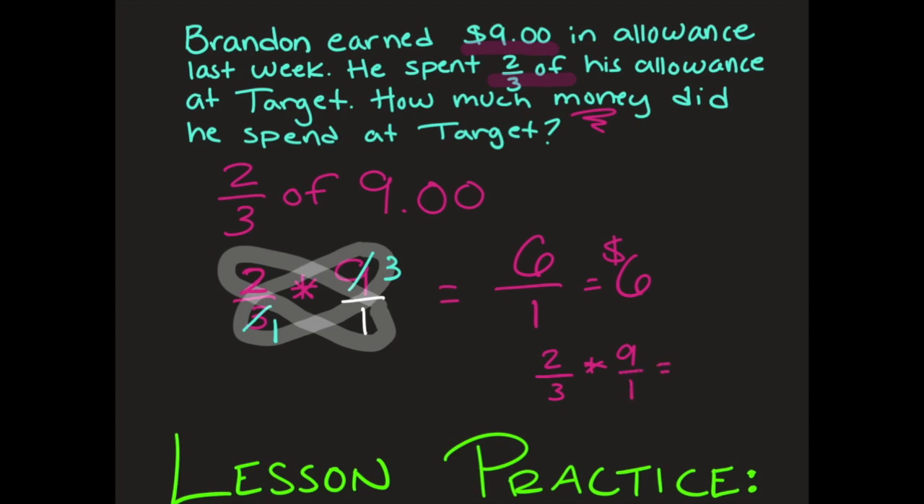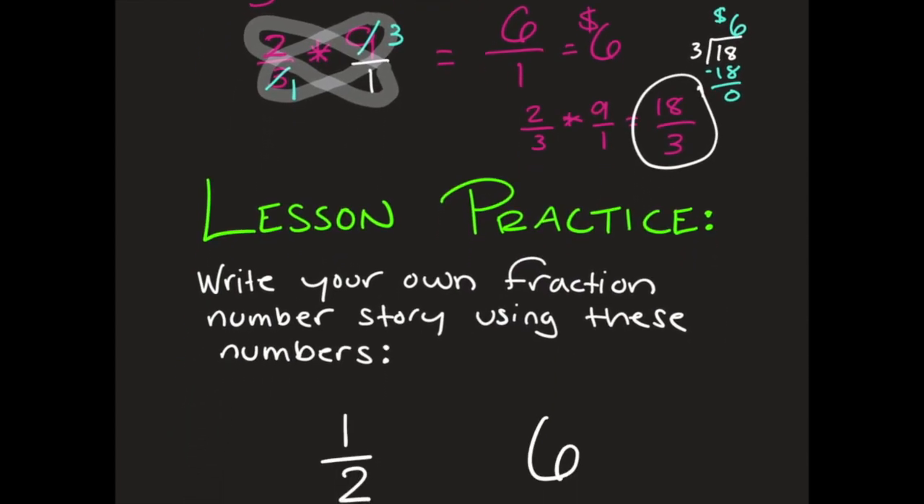If you didn't do your cross multiplication, you would have 2/3 times my 9 over 1, just so you can see that it is the same answer. 2 times 9 is 18. 3 times 1 is 3. You would then have to simplify your answer here. 18 divided by 3. And again, if I want to put that into a division problem, 3 goes into 18. 6 times 3 is 18. I have nothing left over. So my answer is still $6. If you don't cross simplify, you will still get the same answer. So I'm showing you two different ways.